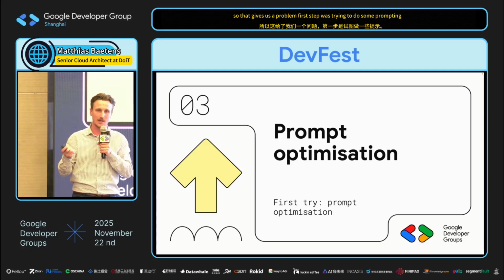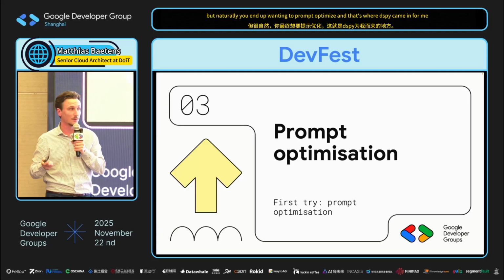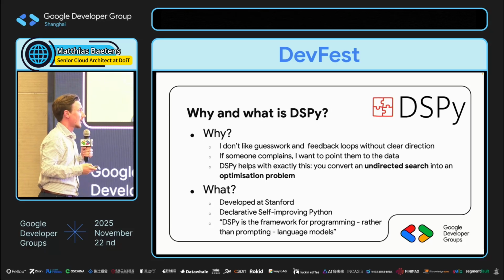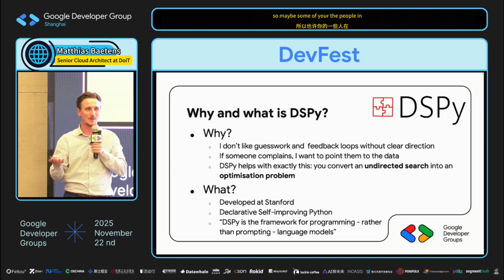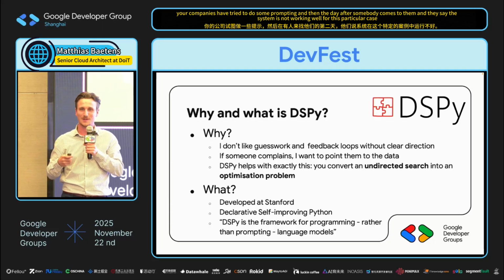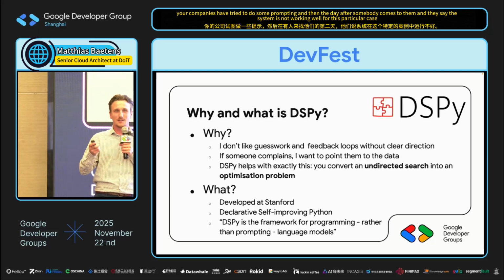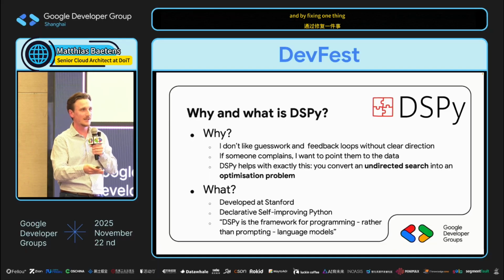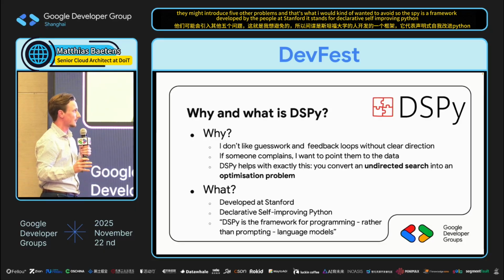First step was trying to do some prompting, but naturally you end up wanting to prompt optimize, and that's where DSPy came in for me. So maybe some of the people in your companies have tried to do some prompting, and then the day after somebody comes to them and says, the system is not working well for this particular case, can you maybe prompt in a different way? And they go about, and by fixing one thing, they might introduce 5 other problems. And that's what I kind of wanted to avoid.